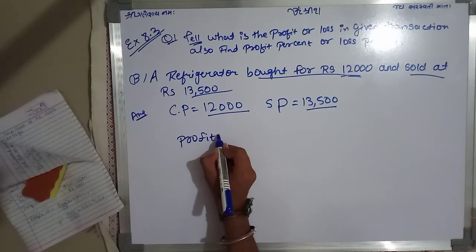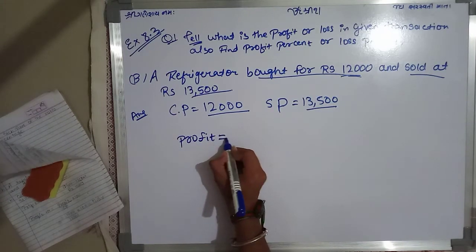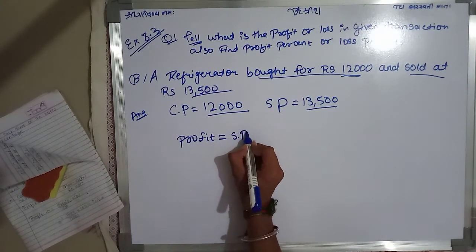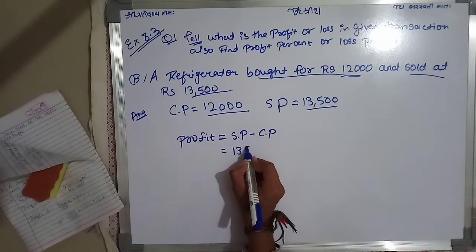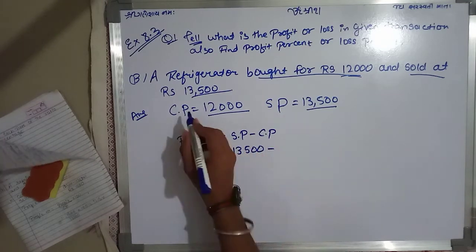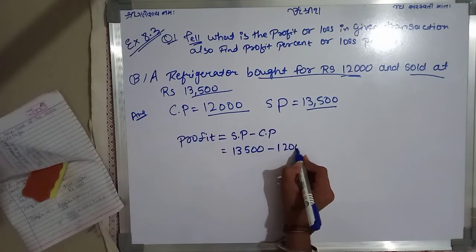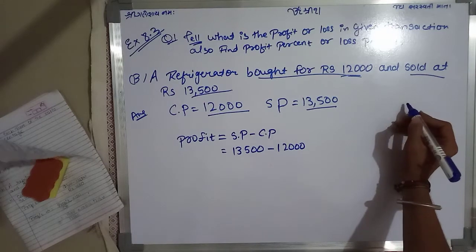Profit. What is the formula of profit? Selling price minus cost price. What is selling price? 13,500. What is cost price? 12,000. Okay, let's subtract here.